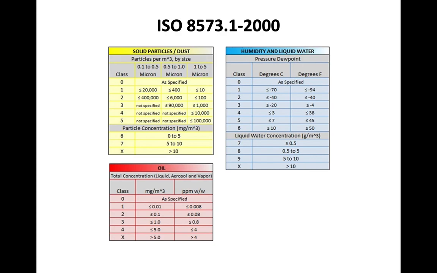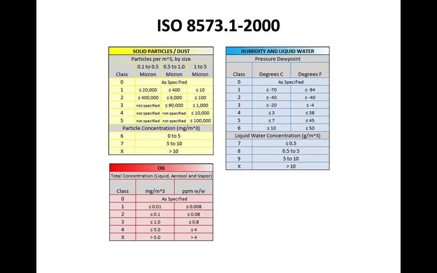If we talk about the water content, we measure water content in terms of dew point, the pressure dew point. This is the significant parameter related to the water content. So, for example, for class 1, the dew point should be less than minus 70 degrees Celsius.